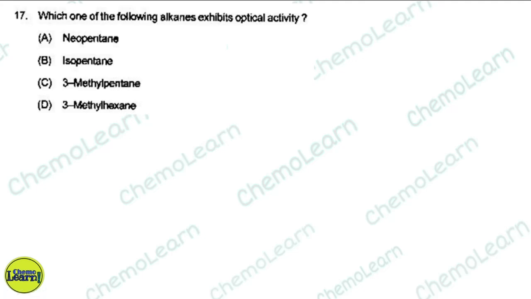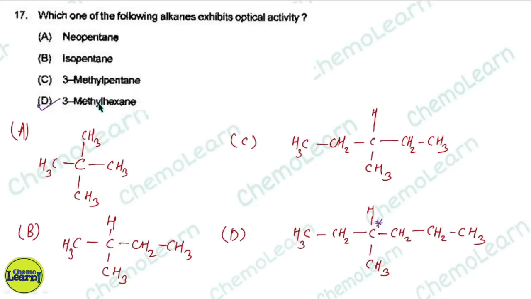All we have to do is write down the structure of all these compounds and check whether it possesses any chiral carbon or not. First one is neopentane, it has 4 CH3 groups. So, it is obviously not a chiral carbon. And then isopentane, sorry, this one is isopentane. So, we have 2 CH3 groups and it is also not a chiral carbon, it is not optically active.